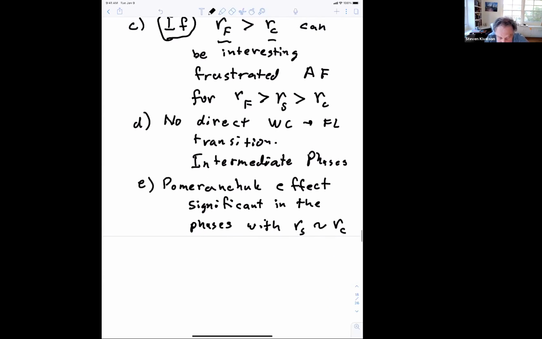There's no direct transition between a Wigner crystal and a Fermi liquid possible. Rather, one should be looking for intermediate phases here, and in particular, in these regions of intermediate phases, the Pomeranchuk effect is likely to have a significant influence on the physics. All right, thank you.